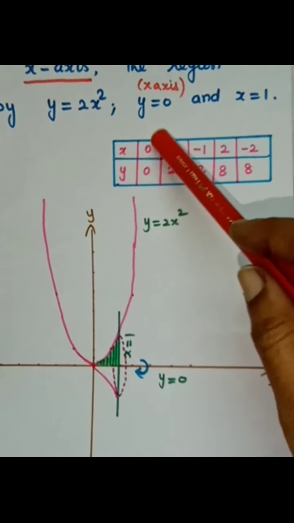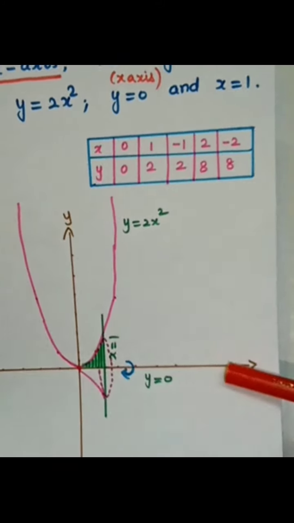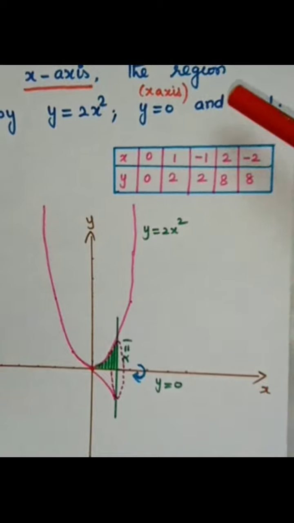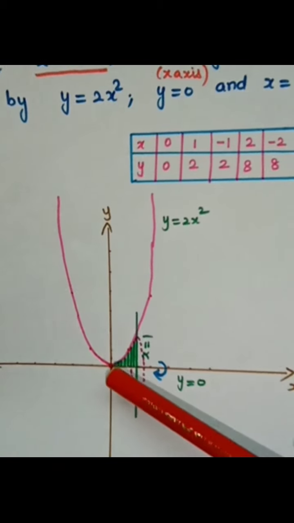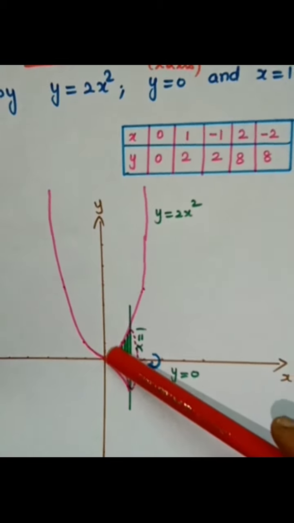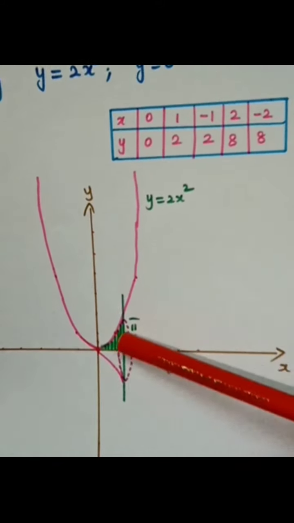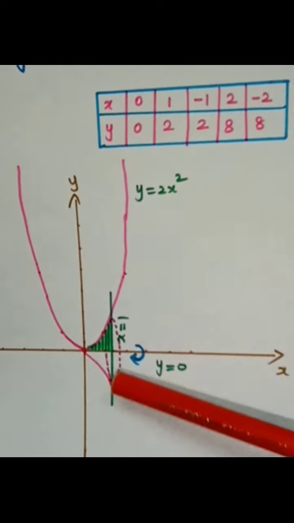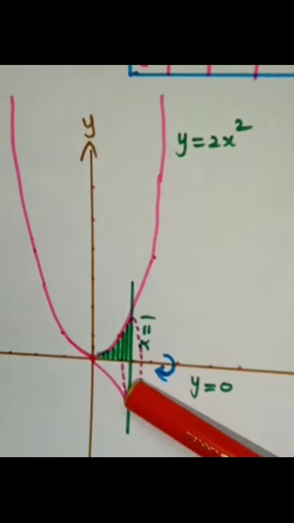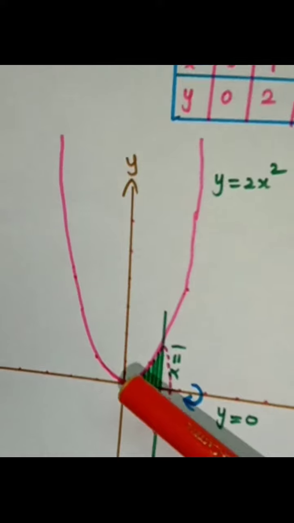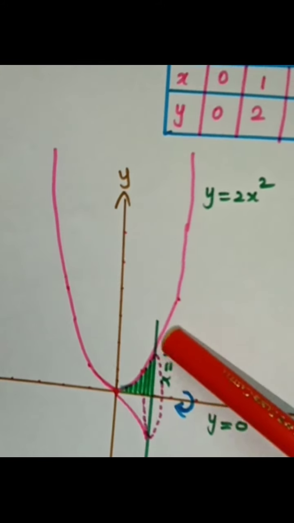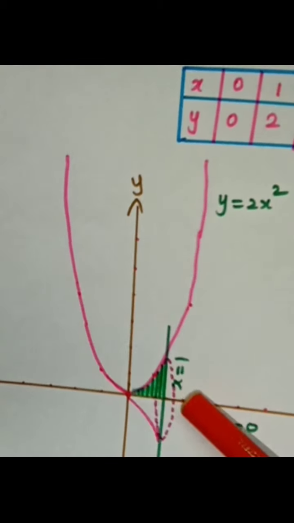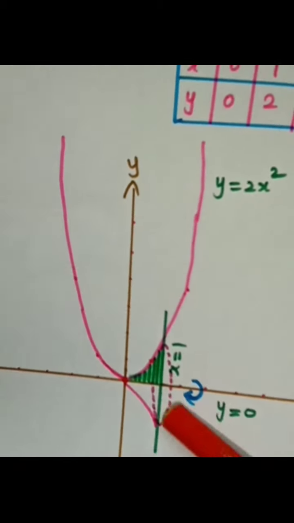And here y is equal to 0. Which is y is equal to 0? The x-axis is the one whose equation is y is equal to 0, so it is already drawn. And x is equal to 1. So this is 0. On the positive side of the x-axis, you have drawn the line x is equal to 1. You see that? x is equal to 1. This is the green color line I have drawn. You see the area bounded by the curve, that is the pink color curve, and the x-axis and x is equal to 1.